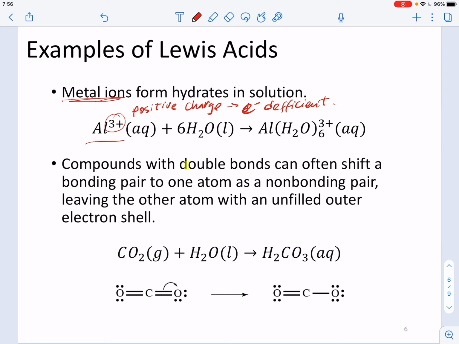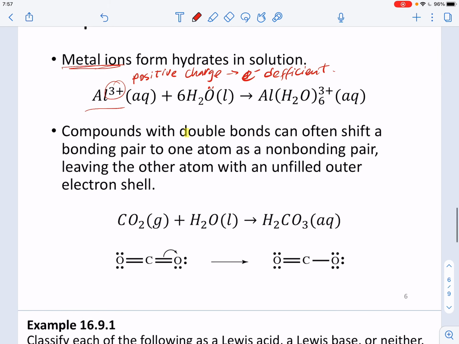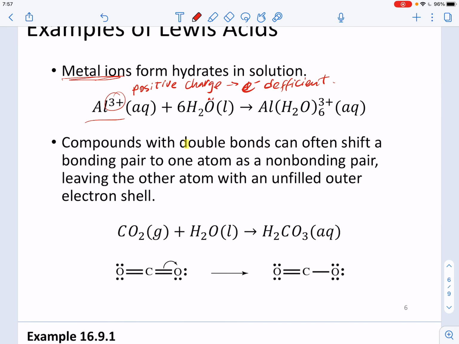It acquires a noble gas configuration in the electron configuration, but it would be electron deficient nonetheless because it comes from a neutral atom. So you remove electrons, it becomes electron deficient. So in this case, water takes advantage of it, and then that aluminum has the capacity to receive those electrons and form those coordinate covalent bonds.